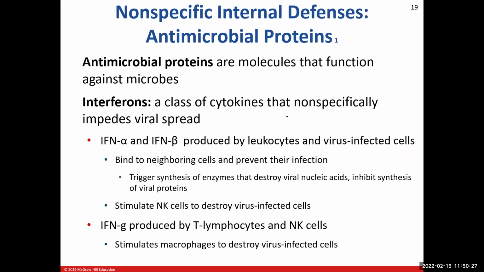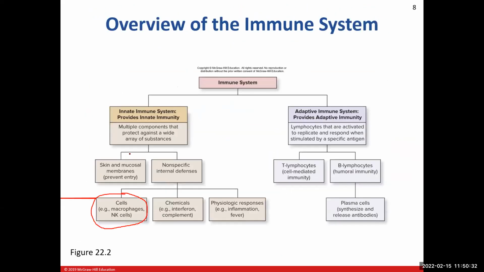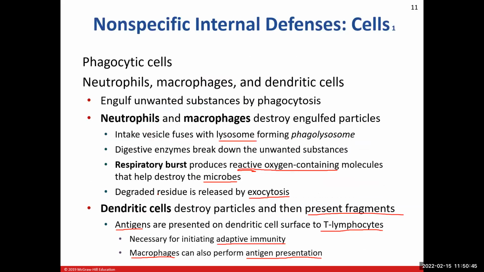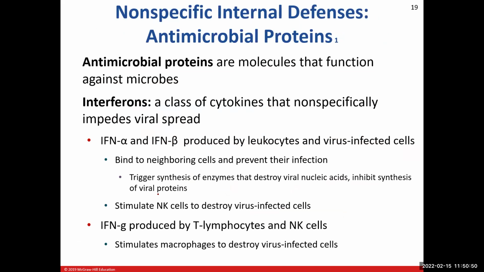All right, so let's go back to our slide. Now, we just finished cells. So now we're going to talk about chemicals for our non-specific internal defenses. Chemicals. So let's talk about a few. We have our antimicrobial proteins, and look at the term. It tells you exactly what it is. These are proteins. These molecules are going to function to destroy, attack, what have you, microbes.